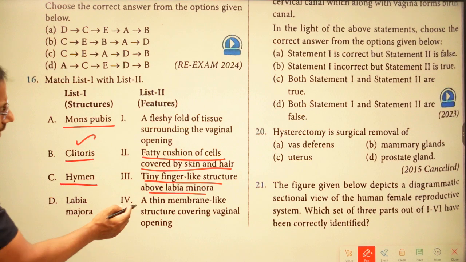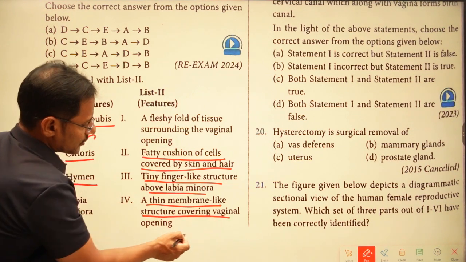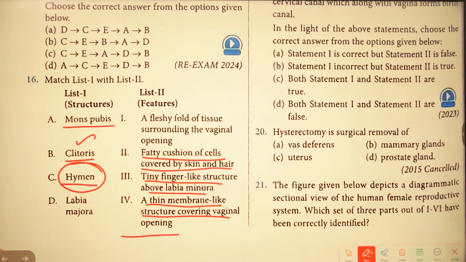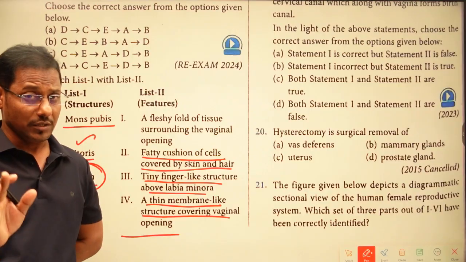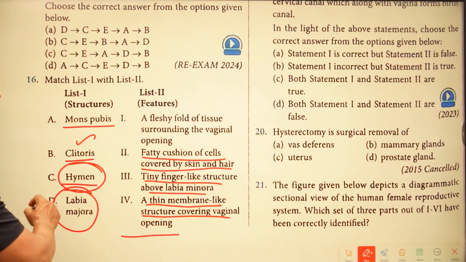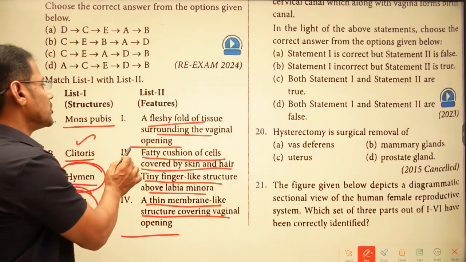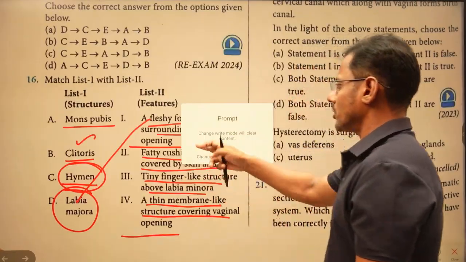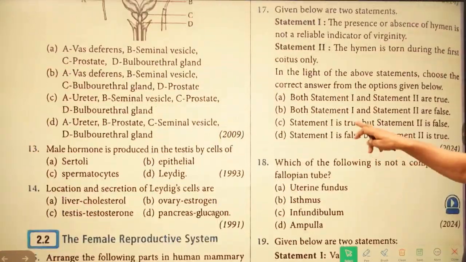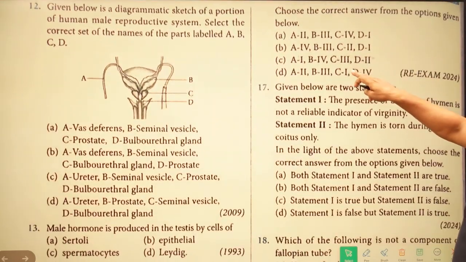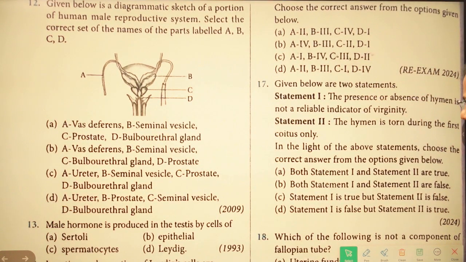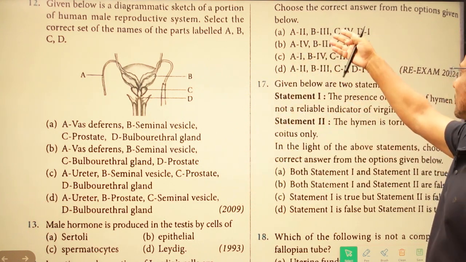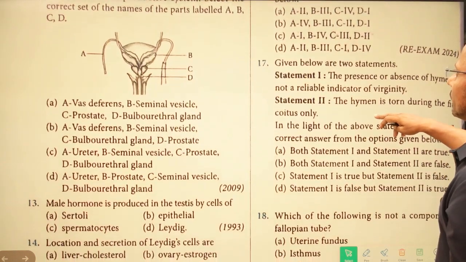And then hymen. Hymen is a thin membrane-like structure covering the vaginal opening, or else vaginal orifice. Okay, so presence or absence of the hymen is not the indicator of virginity, right? And next, labia majora. Labia majora is a fleshy fold of the tissue surrounding the vagina. This is the right answer here. So this is the question. Actually, this is the question asked in the NEET examination, earlier examinations. Choose the correct answer from the options given below. So these are the options which we have discussed just now. So this is also asked in the 2024 examination.